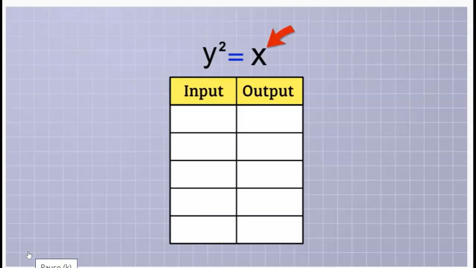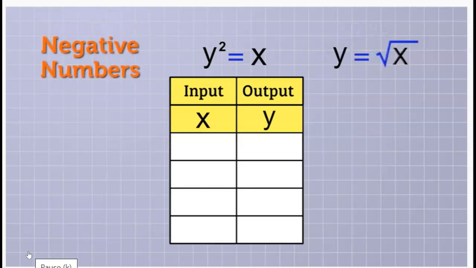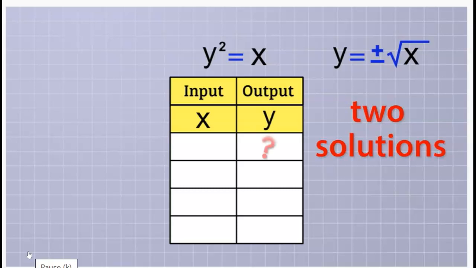Again, the x variable in this equation will be our set of inputs, and the y variable will be our set of outputs. Since y is our output variable, it will help if we first solve this equation for y, and we do that by taking the square root of both sides. But because of negative numbers, we need to take both the positive and negative root of x, since there are two possible solutions to our equation. But won't that mess up our function table?